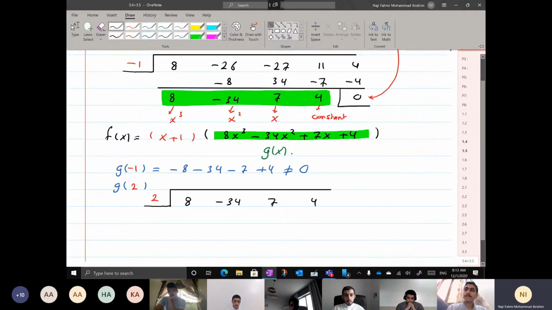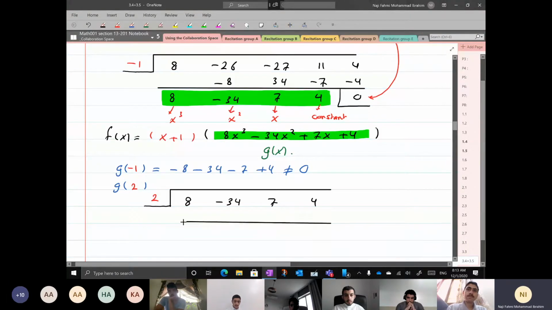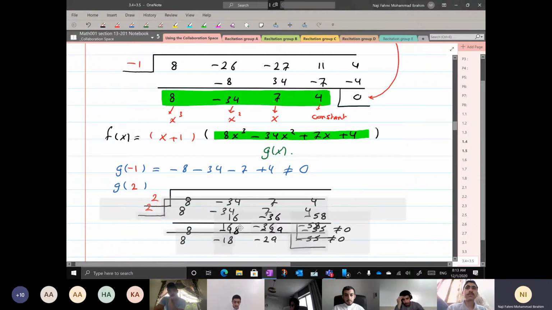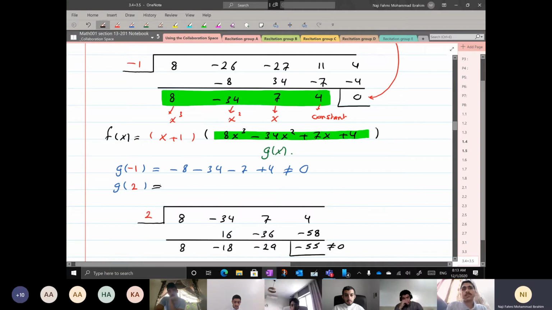And we'll divide by 2. So what will I have? 8, 16, -18, -36, -29, -58, and this is -55. Is the remainder 0 or not? No. So g of 2 is not 0. So 2 is not a zero. So I have to search for another one.